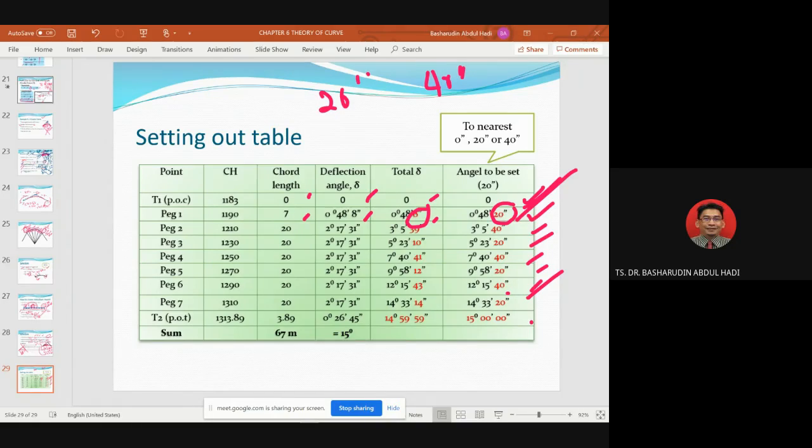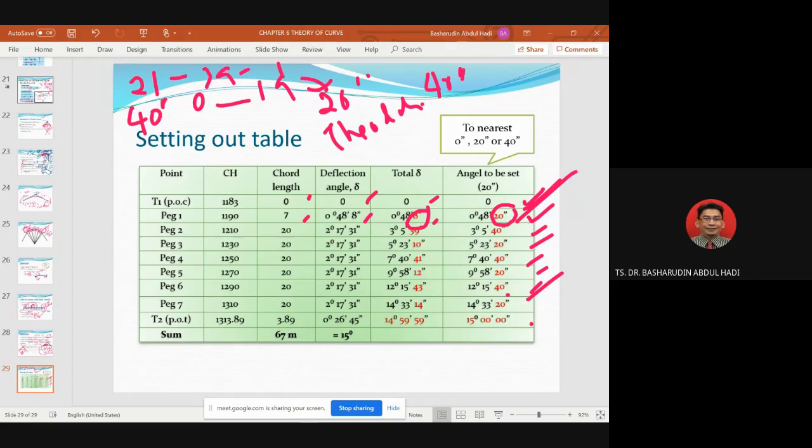So what we have in the lab is a 20 second theodolite. That's why when it comes to 0 to 19, we set 20. But when it comes to 21 until 39, we set 40 seconds, sorry, 40 seconds. Right? So here we set 20 seconds. Next, the chord length is 7. Next is 20. We calculate the deflection angle as 2 degrees 70 minutes 31 seconds.